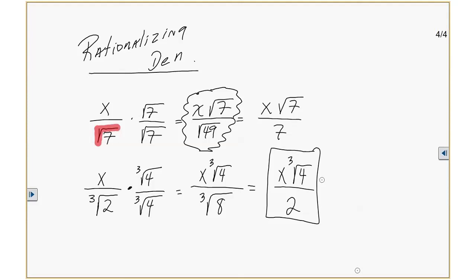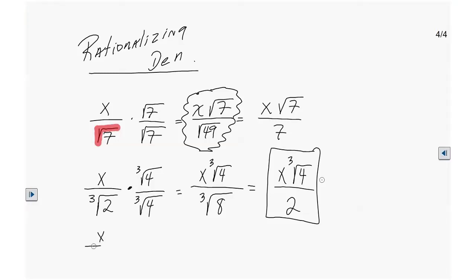All right, let's try this one. Let's try x over the cube root of 3.